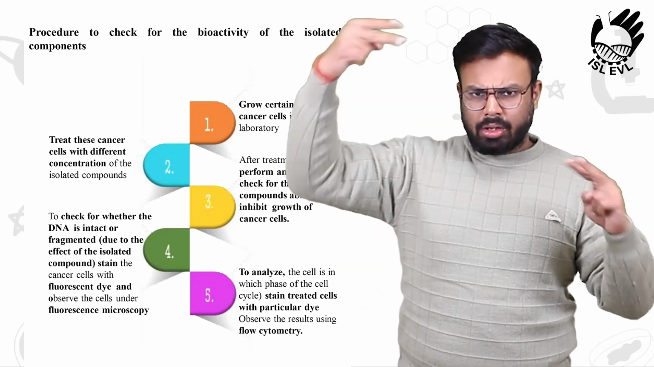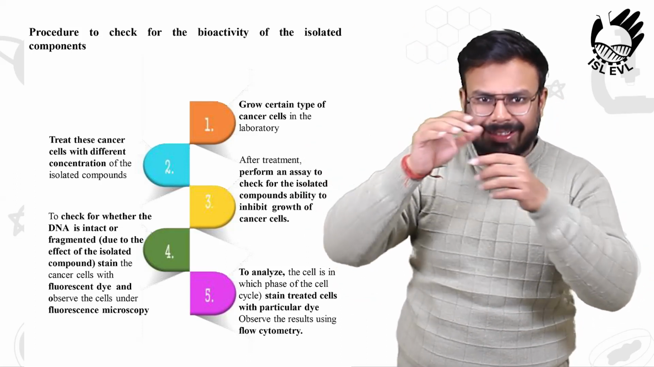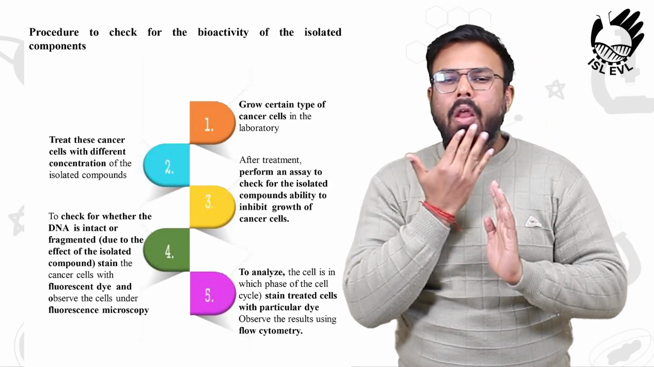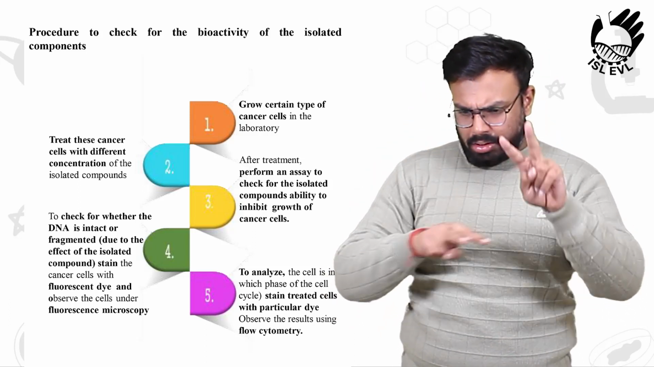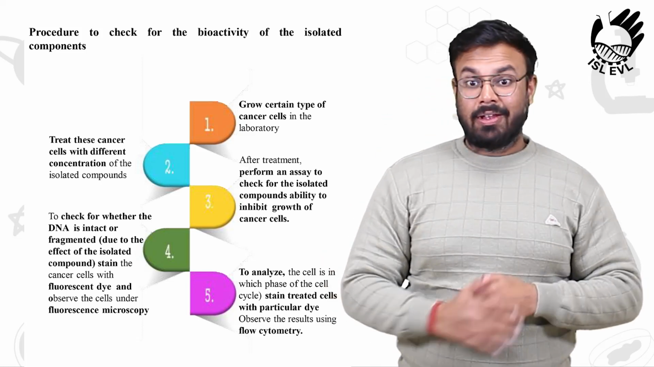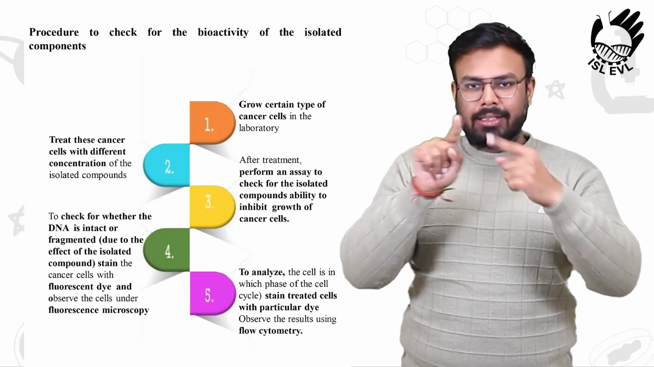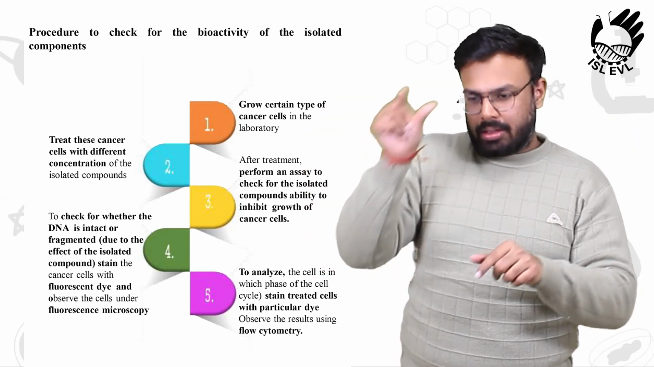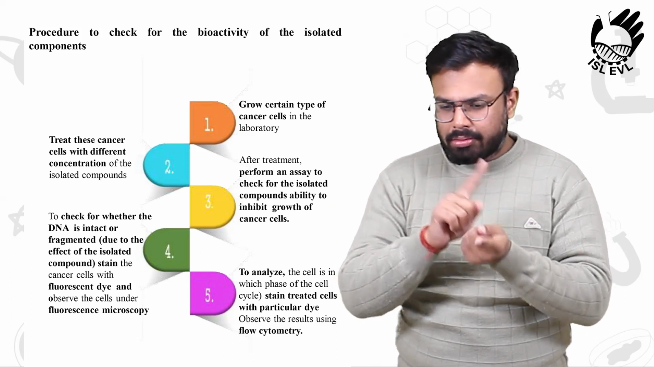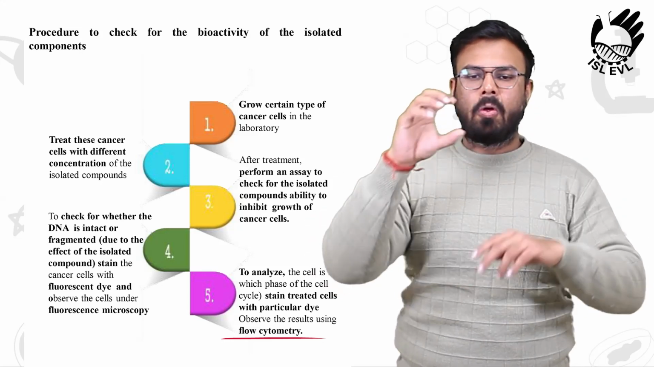Fourth, to check whether the DNA is intact or fragmented due to the effect of the isolated compounds, stain the cancer cells with fluorescent dye and observe these cells under fluorescence microscopy. Fifth, to analyze which phase of the cell cycle the cell is in, stain treated cells with a particular dye. Observe the result using flow cytometry.